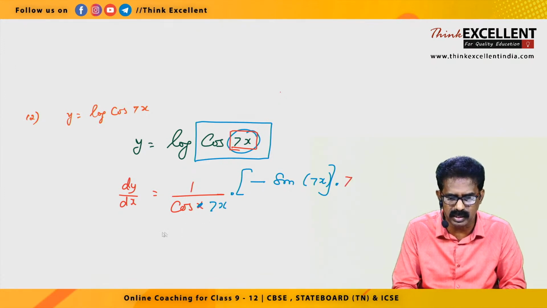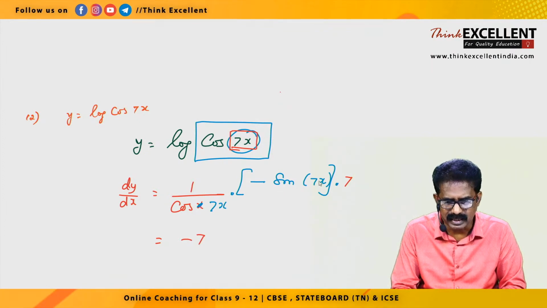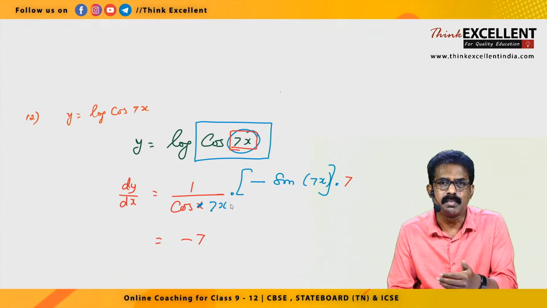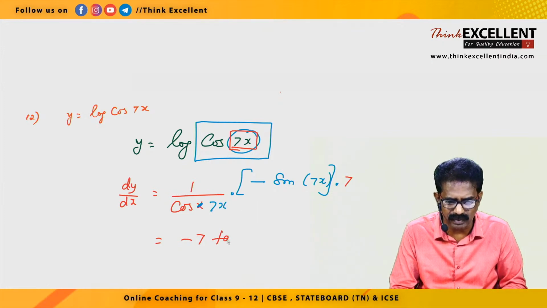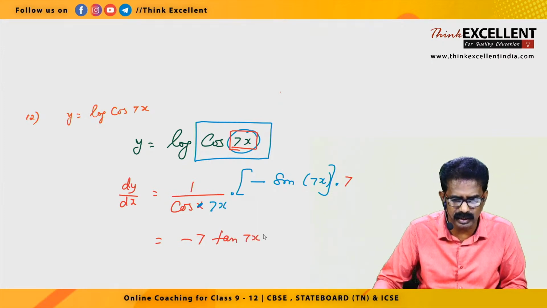So this is your final answer. So your answer is minus 7 sin 7x by cos 7x. You know, sin by cos is what? Tan. That everyone knows, right? Sin 7x by cos 7x. So the final answer is what? Minus 7 tan 7x. I'll teach you the same thing one more time.